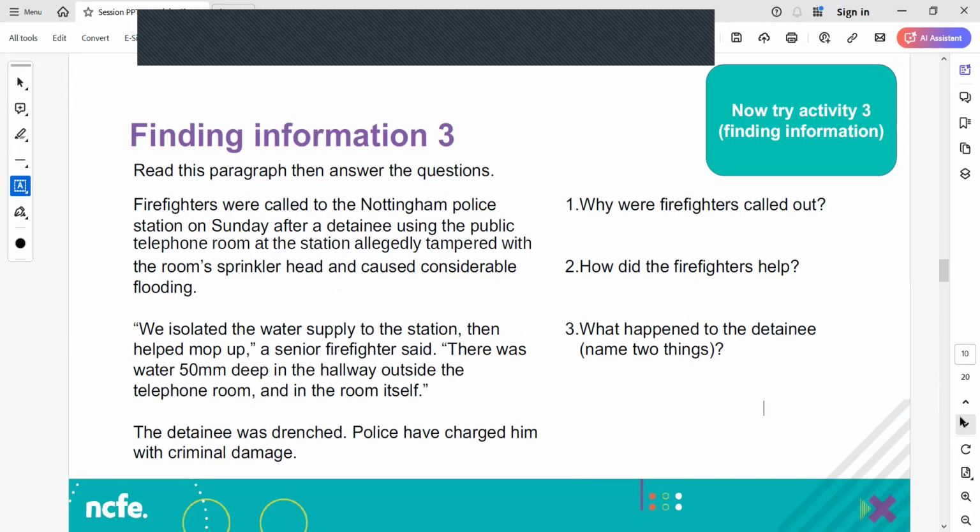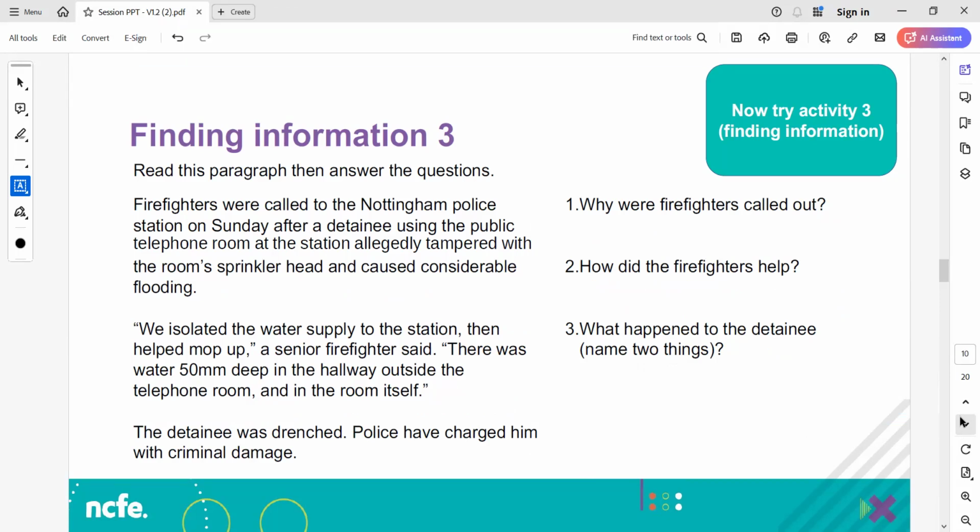Okay, we've got another paragraph here and some questions to answer. Firefighters were called to the Nottingham police station on Sunday after a detainee using the public telephone room at the station allegedly tampered with the room's sprinkler head and caused considerable flooding. We isolated the water supply to the station, then helped mop up, a senior firefighter said. There was water 50 millimetres deep in the hallway outside the telephone room and in the room itself. The detainee was drenched. Police have charged him with criminal damage.